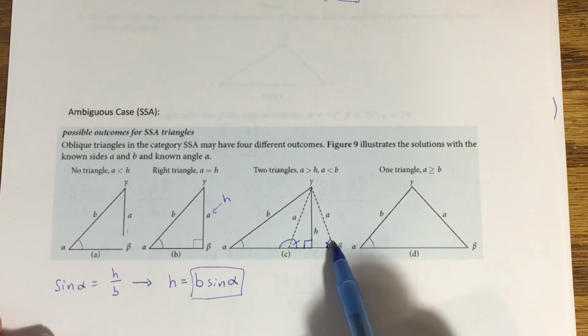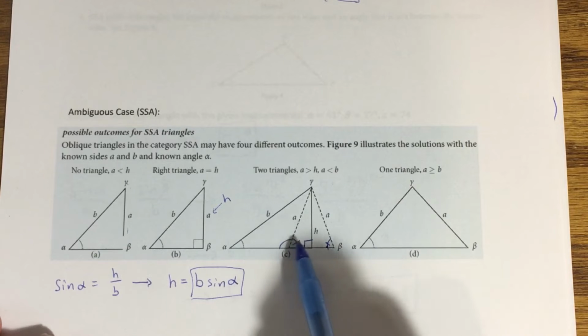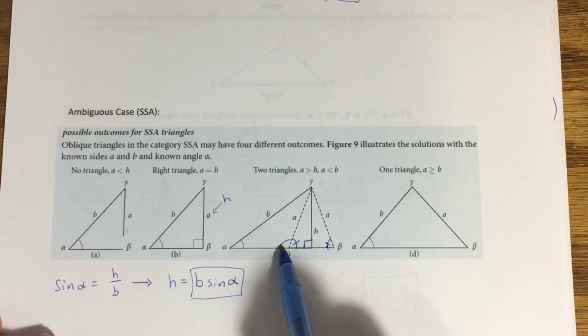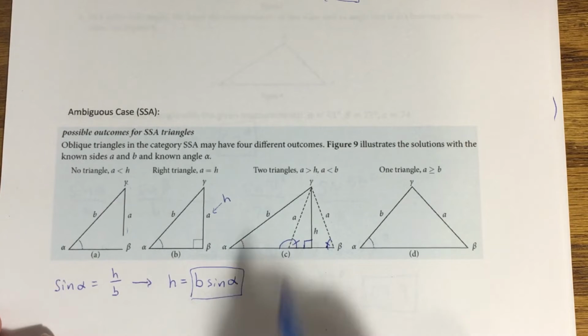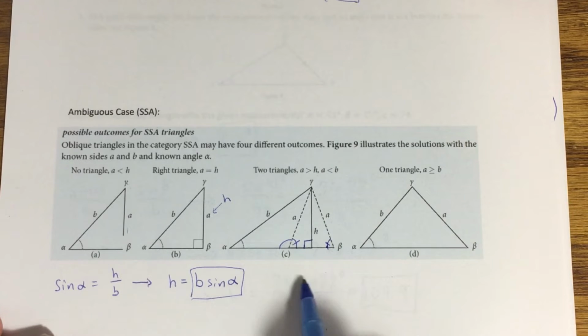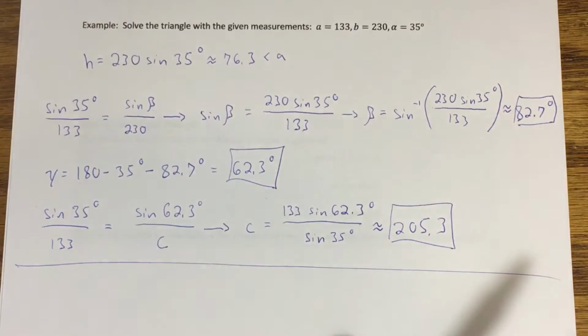So if I found beta here in my previous case, that's the same number that I would get here. What I want, though, is this angle here. Notice that these two angles add up to 180 degrees because they form a straight line. So if I want to get the beta for my second solution, I have to do 180 degrees minus the beta from my first solution. That's how we get that second solution.